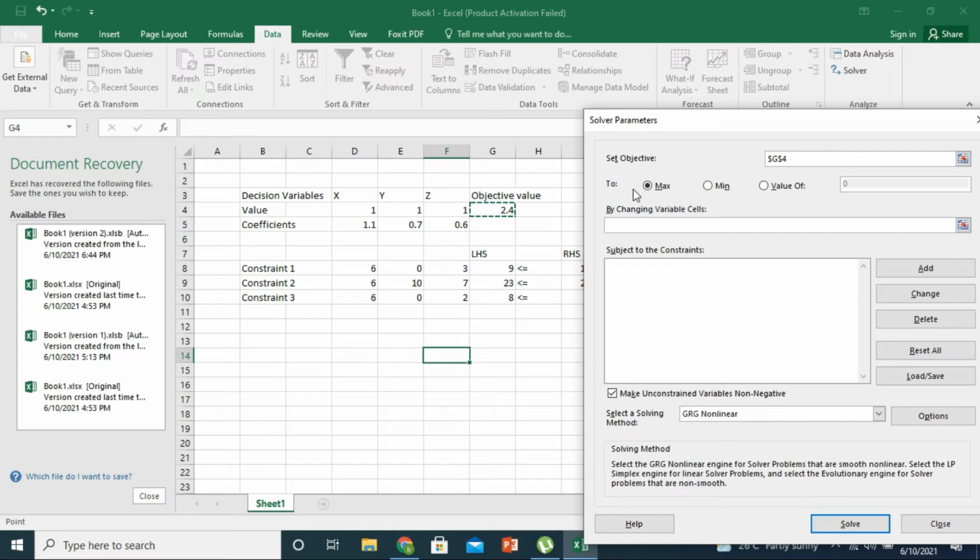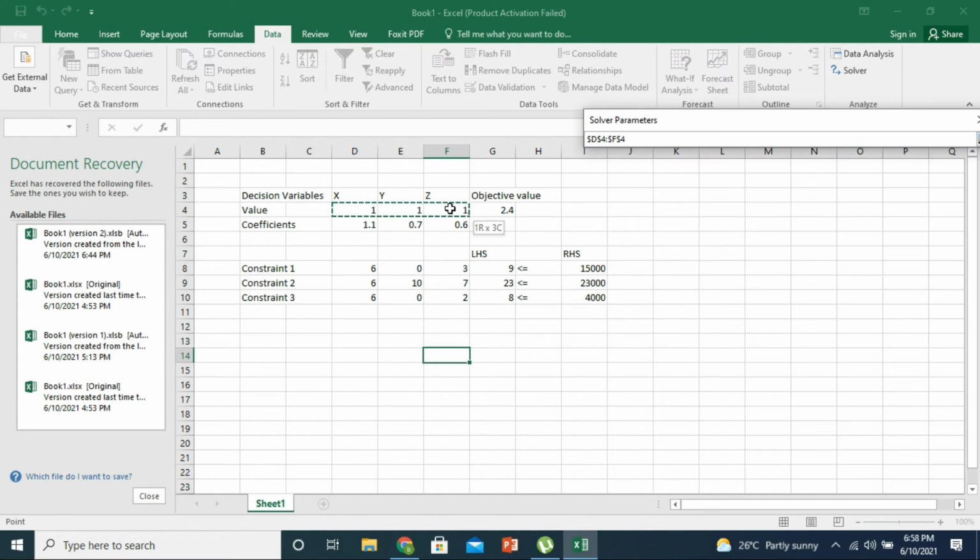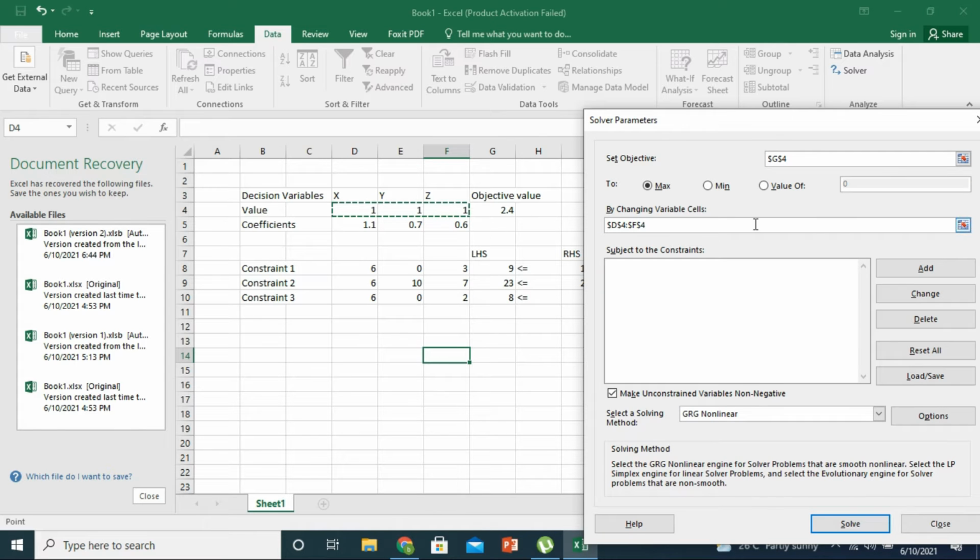Then we set the objective to maximum or minimum. In this problem we need to define the maximum, so we choose maximum. For the changing variable cells, we take the 1, 1, 1 here, and then we get this.